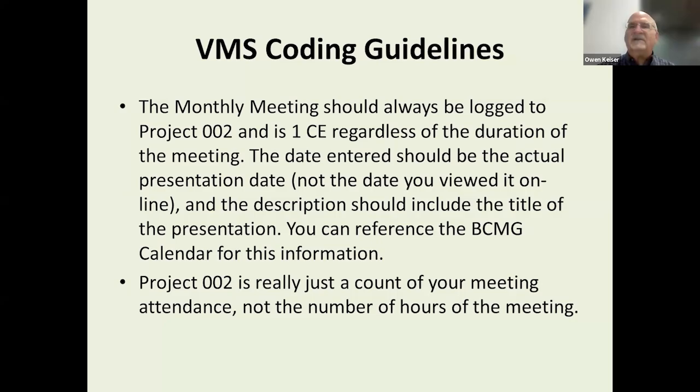And the description should include the title of the presentation. And if you forget, it's on the Bexar County Master Gardener calendar. You can go back and look at that there. Project 002 for the monthly meetings is just really a count of your attendance. 1, 2, 3. You need at least 2 attendances. It's not the number of hours in the meeting. Okay.